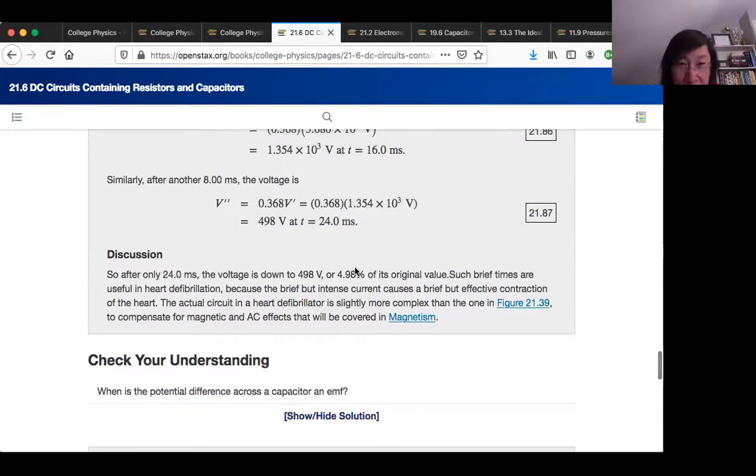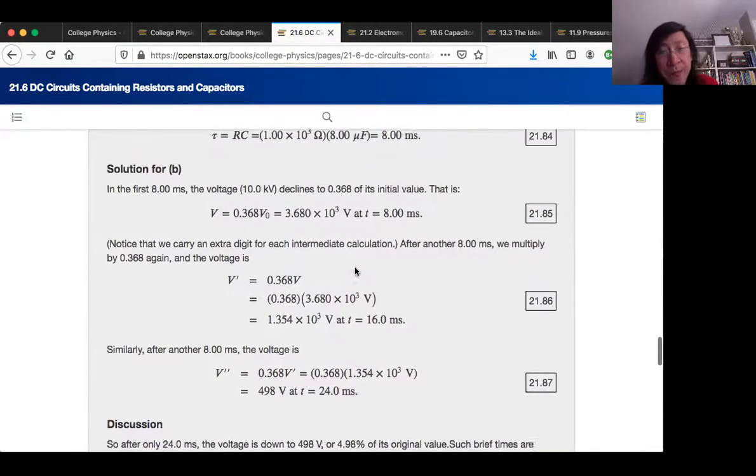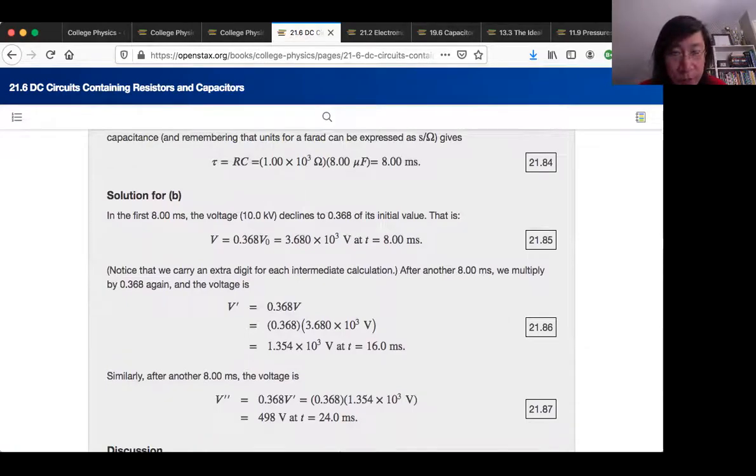Take a look. So DC circuits containing resistors and capacitors, this stuff is really neat. It is so much fun and so interesting. We can use it to measure timing, right? We can use it to do flashes and things like defibrillators or tasers, actually. They also have something to do with capacitors and resistors, which you can look up as well.